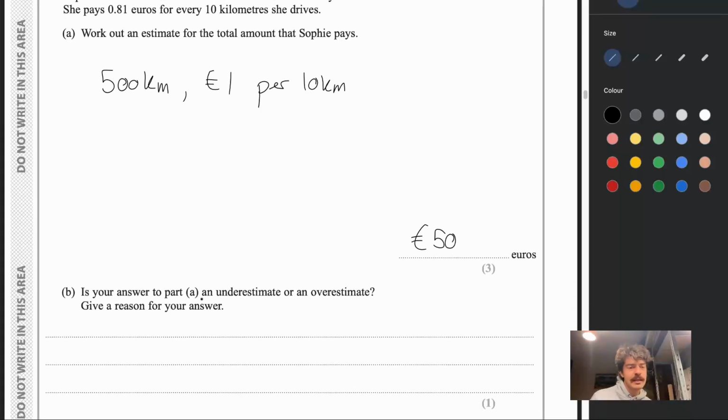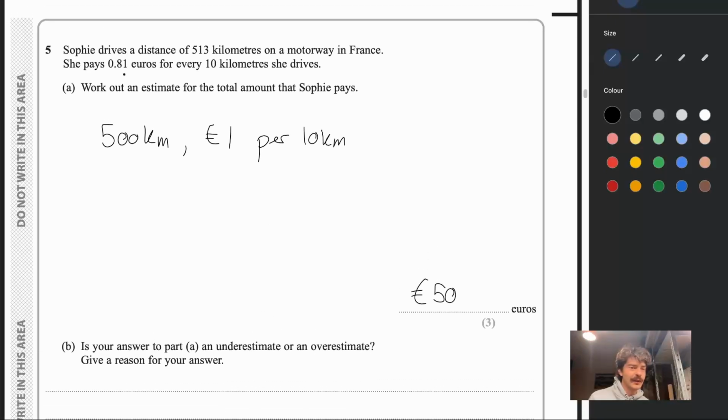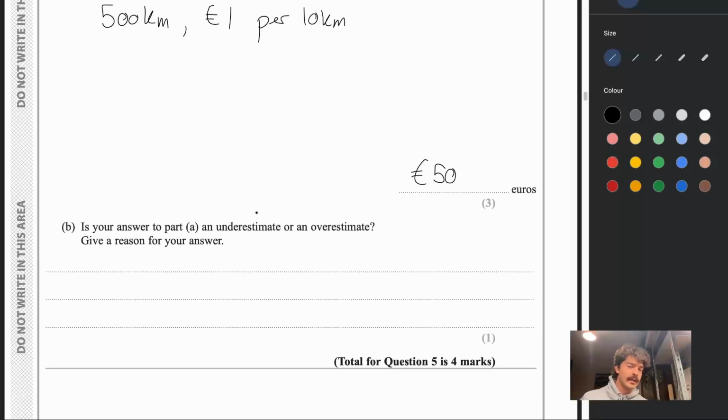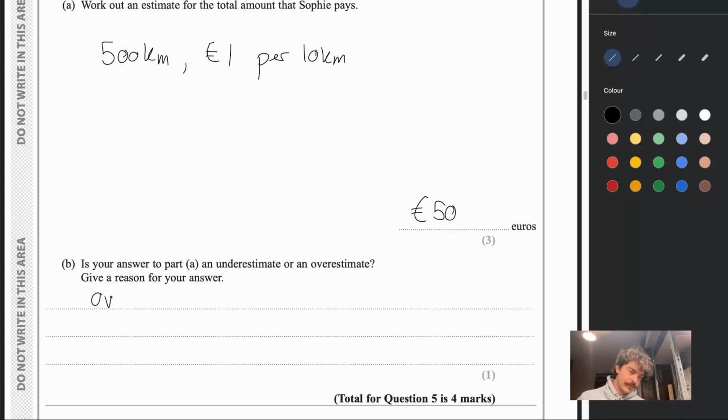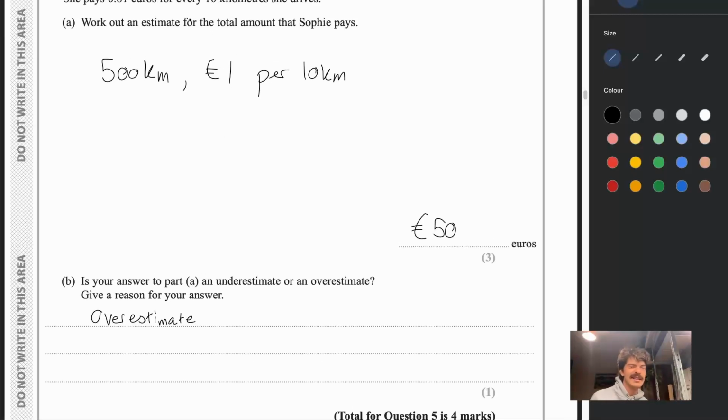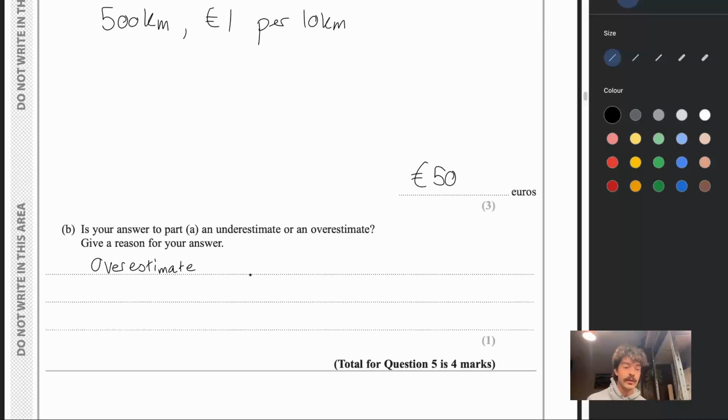And then we're asked underneath, is your answer to part A an under or an overestimate? Well, it certainly feels like we're rounding a lot more from 0.81 to get to €1 per 10 kilometers than we're rounding down from 513 to 500 kilometers. So I'd say it's certainly going to be an overestimate. In other words, in reality, it's a lot cheaper, almost a fifth cheaper, per 10 kilometers. So actually, in reality, we could expect that this value of 50 euros would actually be closer to maybe 41 or 42.